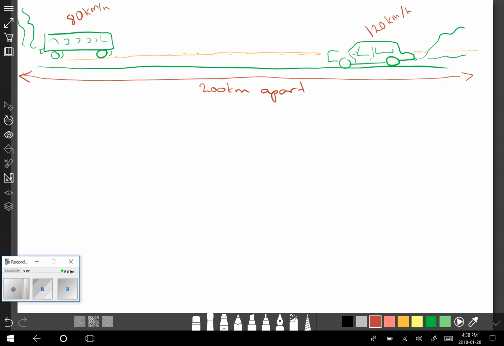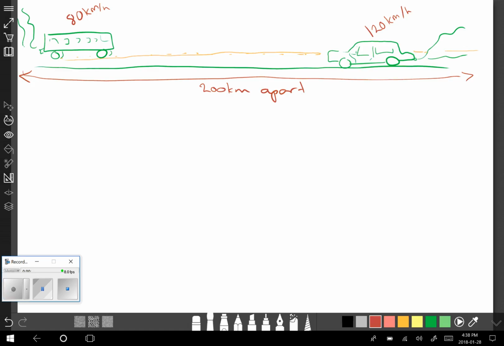So the question that we're trying to answer is, by the time these vehicles meet, how far will each one of them have traveled? All right, so we'll just keep it simple like that. We won't add the problem of time in just yet. We just want to know, when they cross paths, how far will they have traveled?